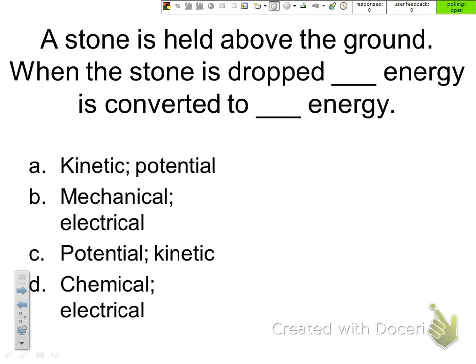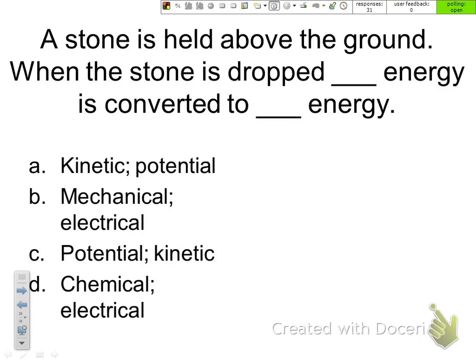All right. A stone is held above the ground. When the stone is dropped, blank energy is converted to blank energy. So let's fill in the blanks. A would say when the stone is dropped, kinetic energy is converted to potential energy. B would say mechanical energy is converted to electrical energy. C would say potential energy is converted to kinetic energy. And D, chemical energy is converted to electrical energy.